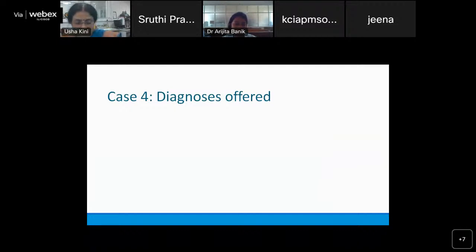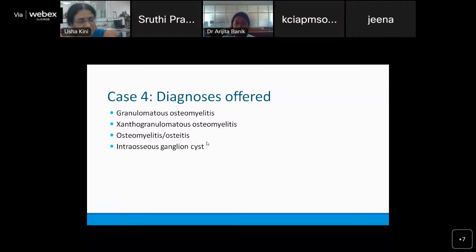Diagnosis offered in this case were granulomatous osteomyelitis. I suppose it's very non-specific. I know it is granulomatous, but one needs to be specific. So everyone got the diagnosis of osteomyelitis. Someone said intraosseous ganglion cyst. Do you agree to that, Arshita?